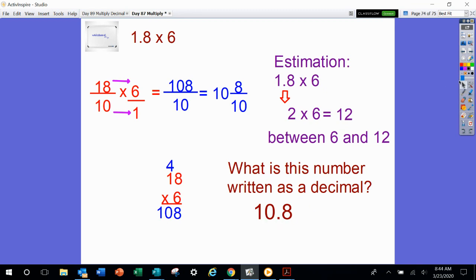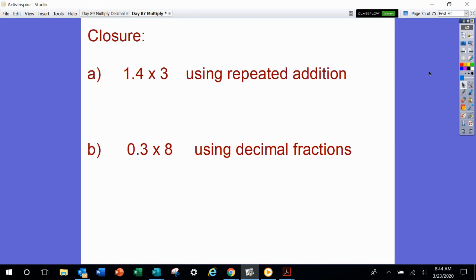Going back to my estimation, I took this number rounded to 2. 2 times 6 is 12. Well, 10 and 8 tenths is pretty close to 12. Had I rounded this down, even though that's not how you round, this would round to 1. 1 times 6 is 6. So my answer is between 6 and 12. This number is between 6 and 12. So my answer makes mathematical sense.